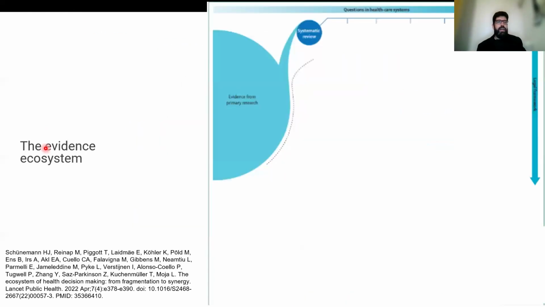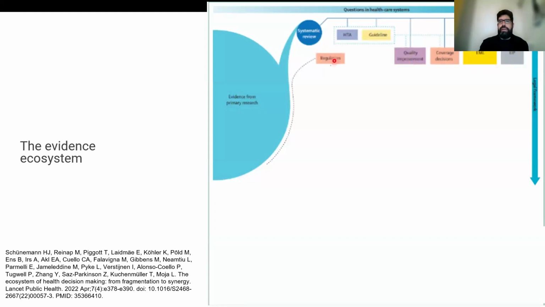More recently, Holger Schünemann has proposed a new model of evidence ecosystem, where he and his co-authors propose that all the evidence from primary research is synthesized in systematic reviews. Then those reviews are used for health technology assessment, guidelines, or other products such as essential medicine lists, evidence-informed policy, coverage decisions, or quality improvement.